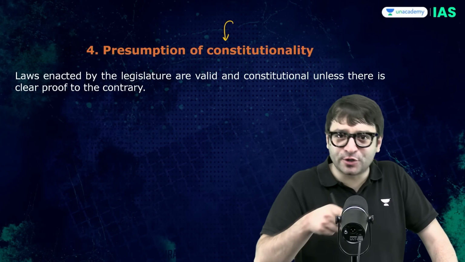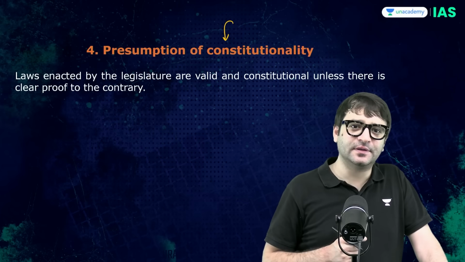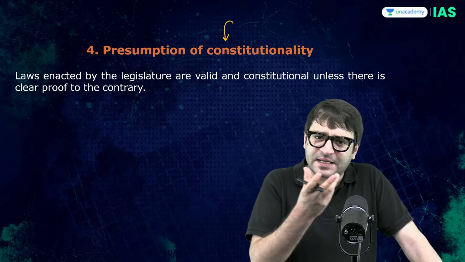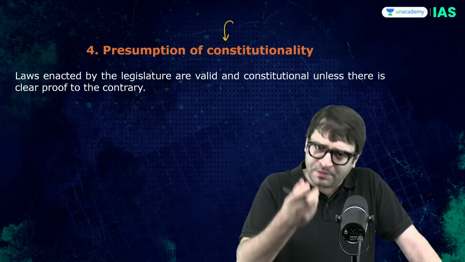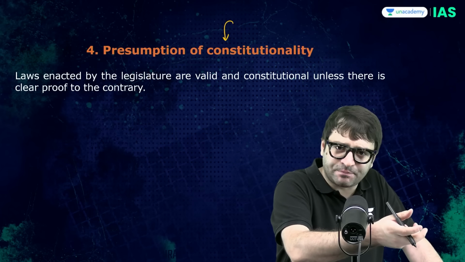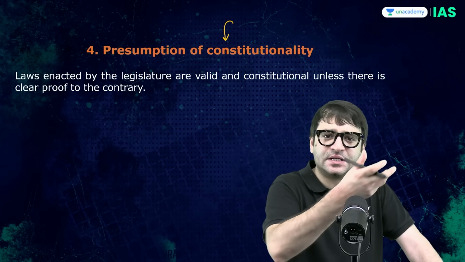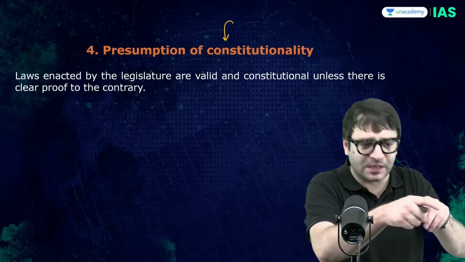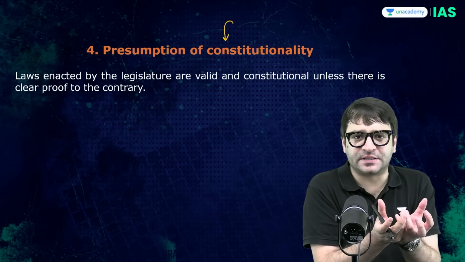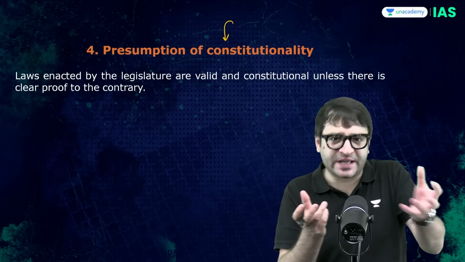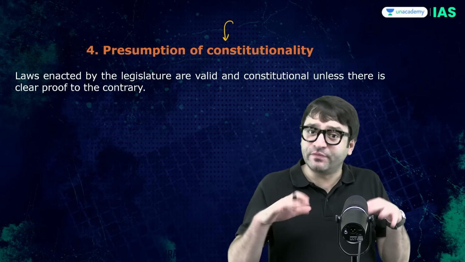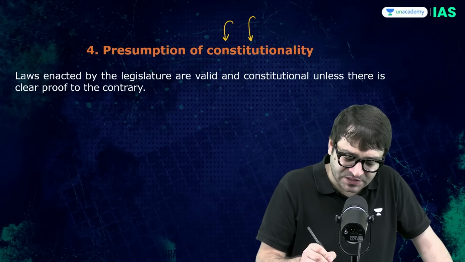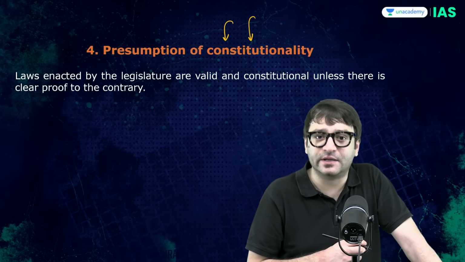It is for the petitioner to prove that the law is unconstitutional. Why? Because the assumption is that this law, since it has been passed by the parliament which consists of elected representatives, these representatives are elected by the people. This law will be applicable on the people. Why would these elected representatives make a law which is against the people? No. So we will presume that the law is constitutional. That's what we call presumption of constitutionality.